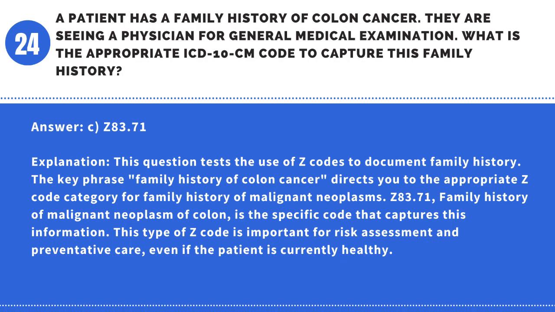The key phrase, family history of colon cancer, directs you to the appropriate Z code category for family history of malignant neoplasms. Z83.71, family history of malignant neoplasm of colon, is the specific code that captures this information. This type of Z code is important for risk assessment and preventative care, even if the patient is currently healthy.